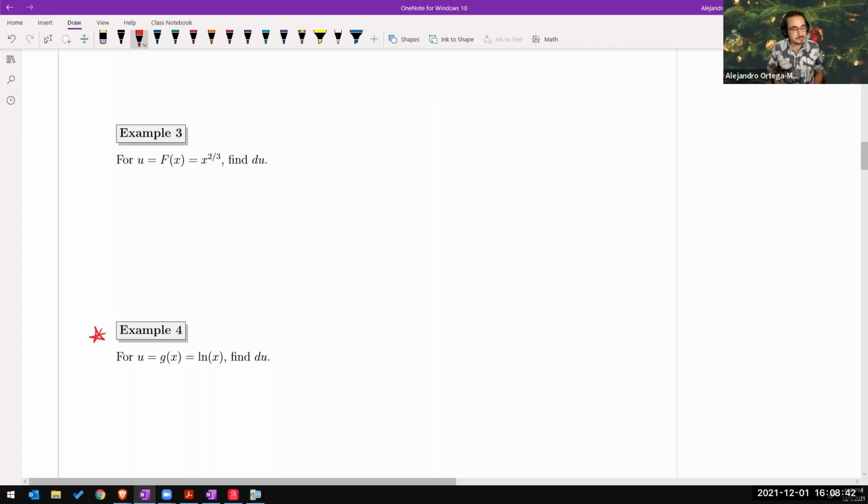So basically, in this case, if I just tell you we have u equals g of x, which is the ln of x, let's go ahead and find du. Let's copy it here.